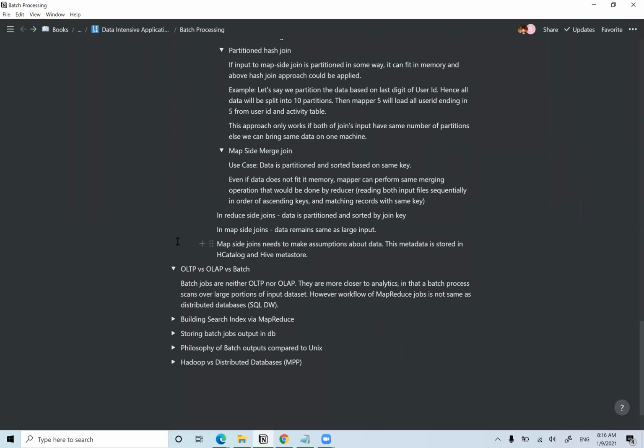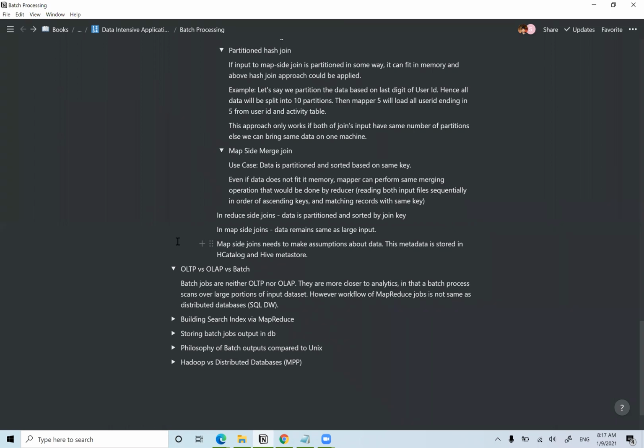So you are running it on a large data set, and here you are not looking for one particular record, but you are doing some aggregations on your entire data set, right? Like, give me the count of all the users with this property. So here you are not looking for one particular record, you're looking at your entire data set. So that's OLAP.